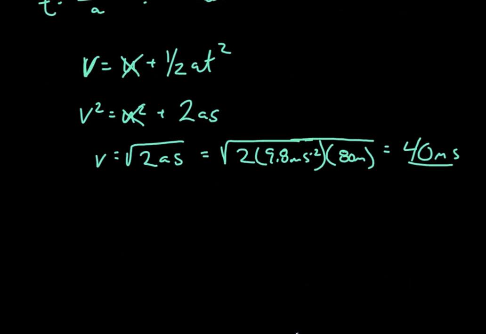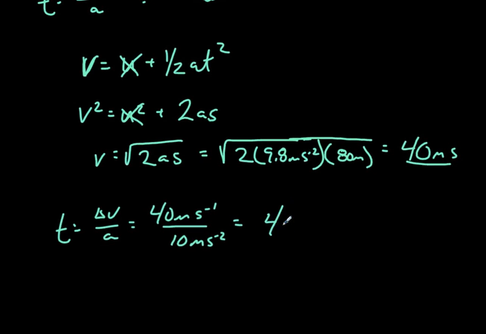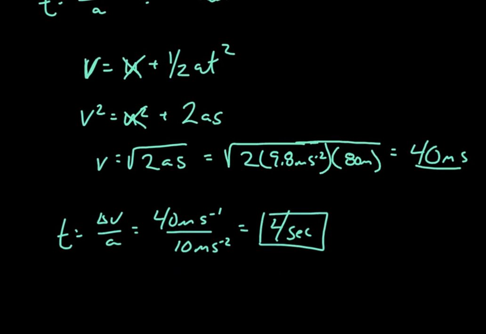So then we need to figure out time from that. So time is delta V over A. So its change in velocity is 40 meters per second. And we have, let's just use 10 because it's easier, 10 meters per second squared, so we'll round that. And we should get about 4 seconds. It's in the air for 4 seconds.